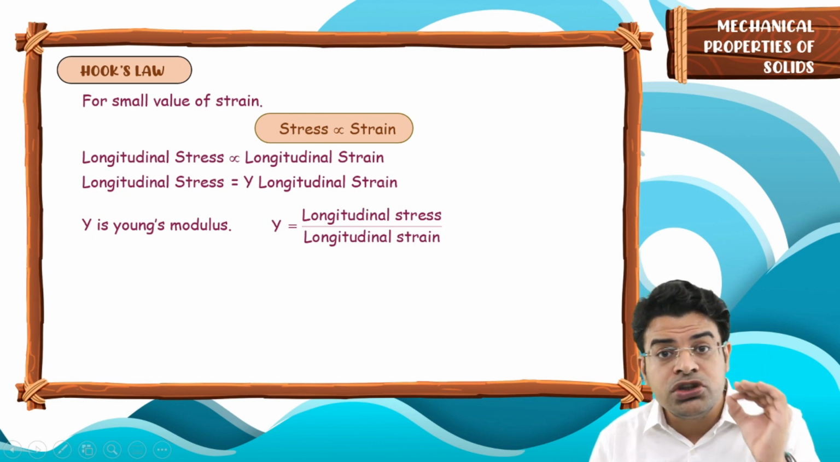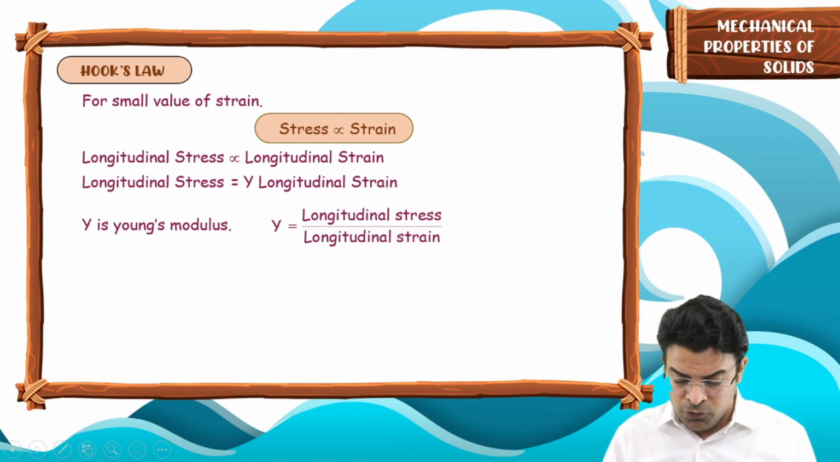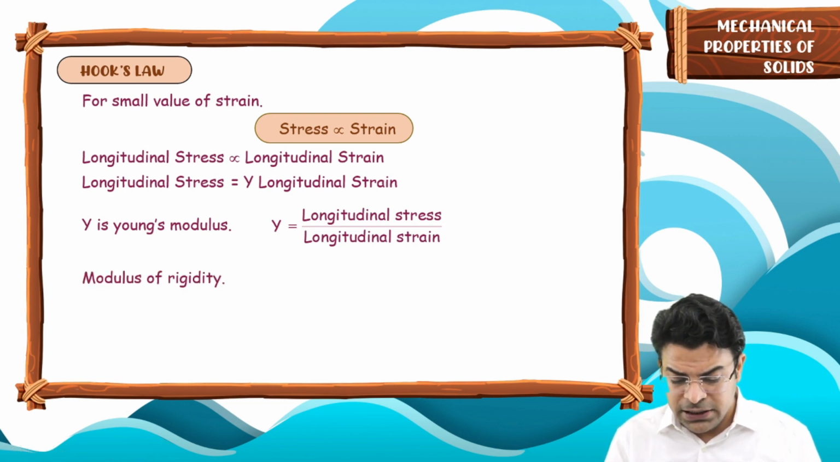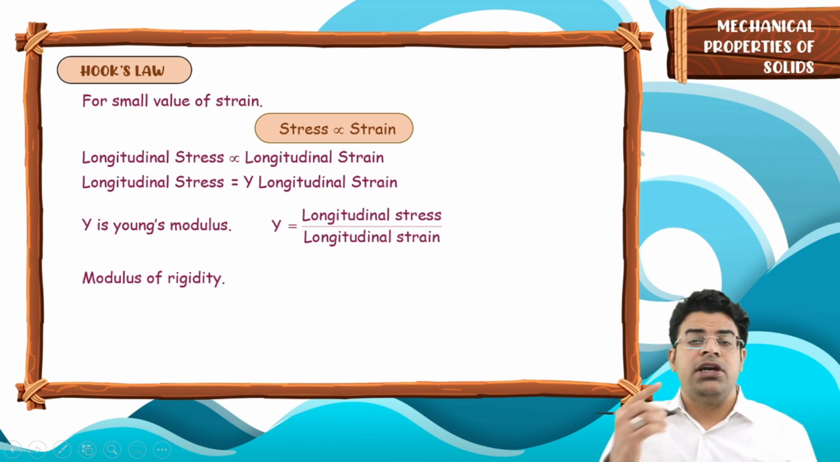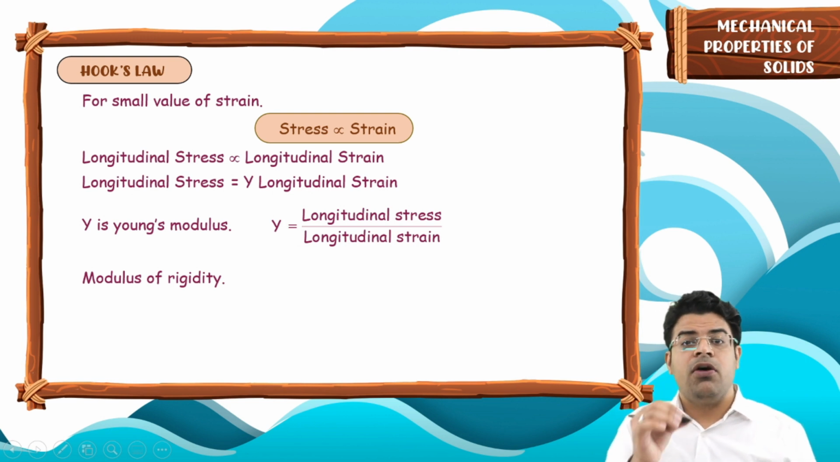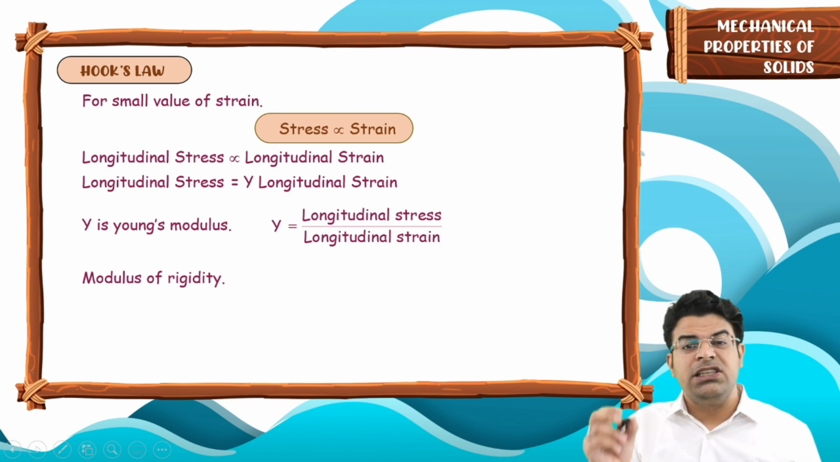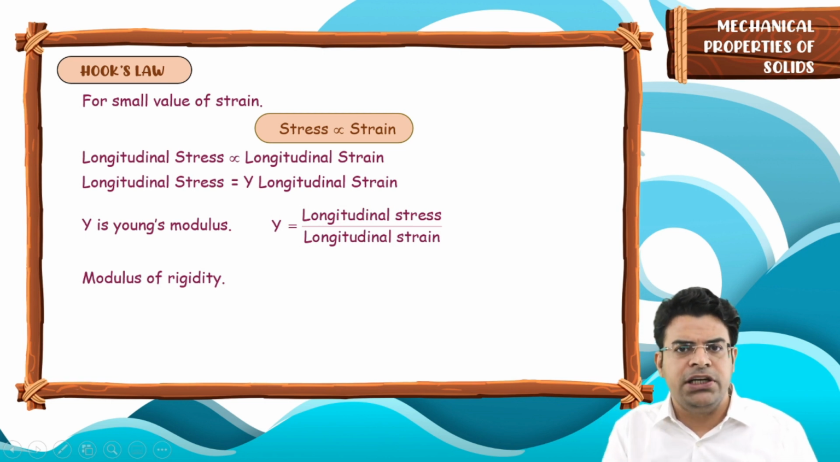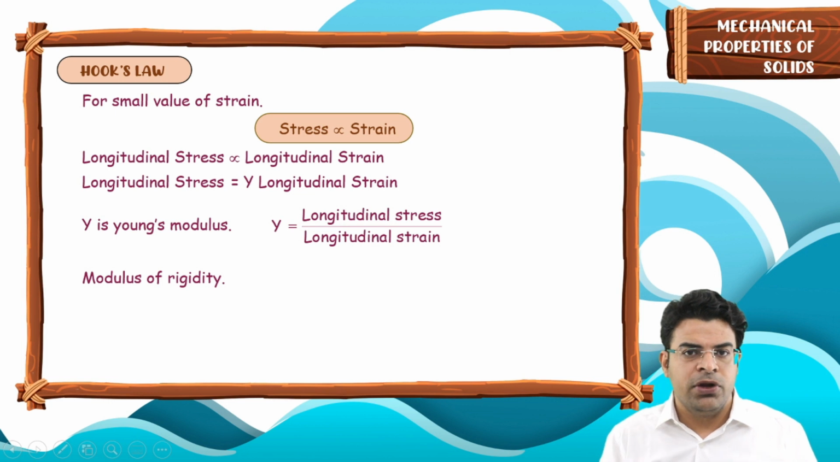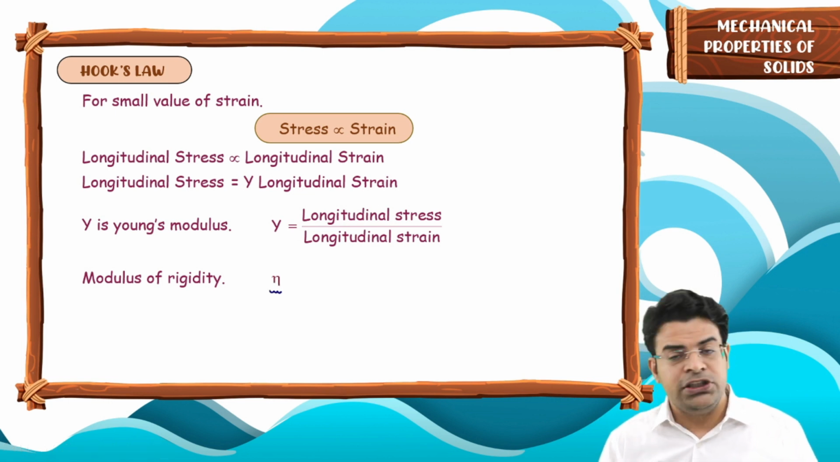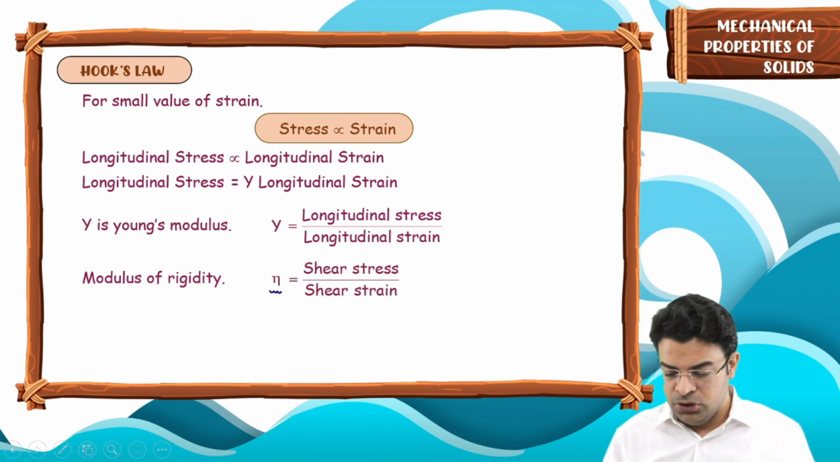It's a proportionality constant. Now moving on. Similarly, just the way we have defined Young's modulus for longitudinal stress and longitudinal strain, we have defined another proportionality constant called the modulus of rigidity or the shear modulus, for shear stress and shear strain. So we say the modulus of rigidity or shear modulus equals shear stress upon shear strain.